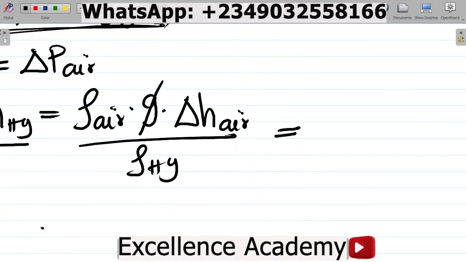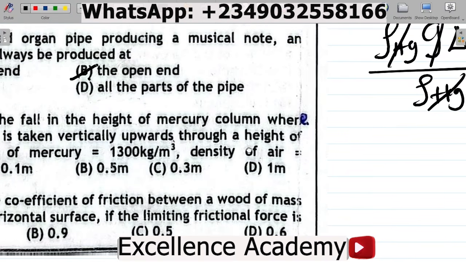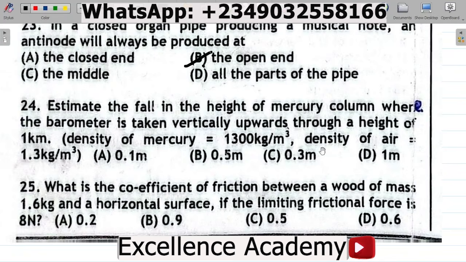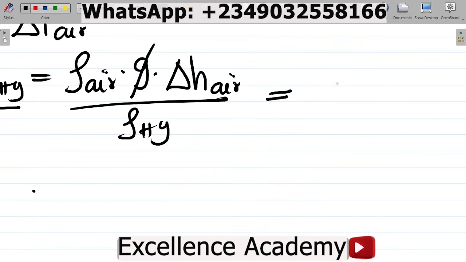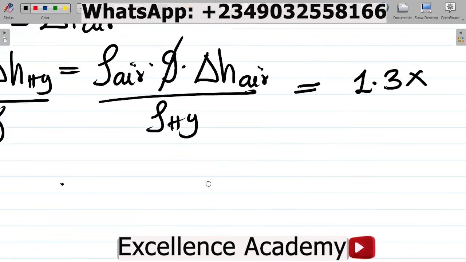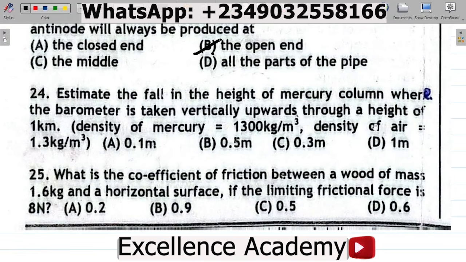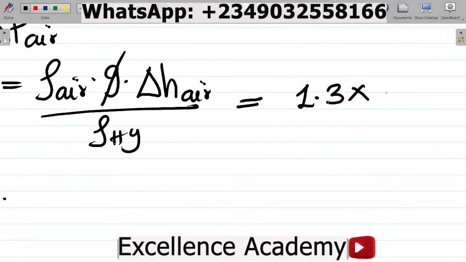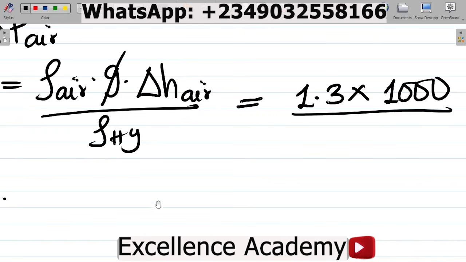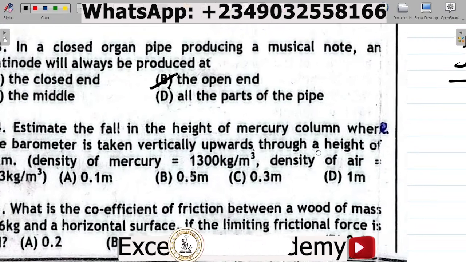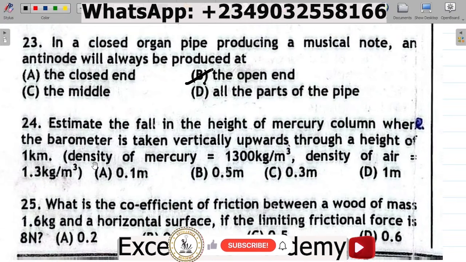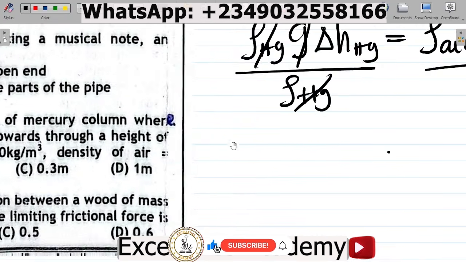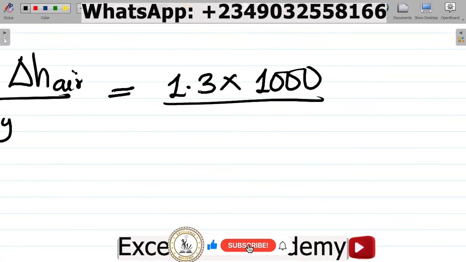Let's input the values. What is the density of air as given in the question? Density of air is given as 1.3. So we have 1.3 times the height. They said it falls through a height of 1 kilometer, and 1 kilometer is 1,000 meters. It becomes 1,000 in meters all over the density of mercury. The density of mercury is 1,300.